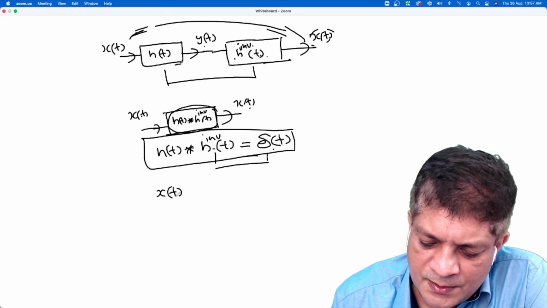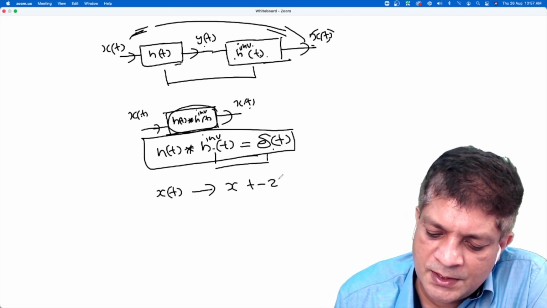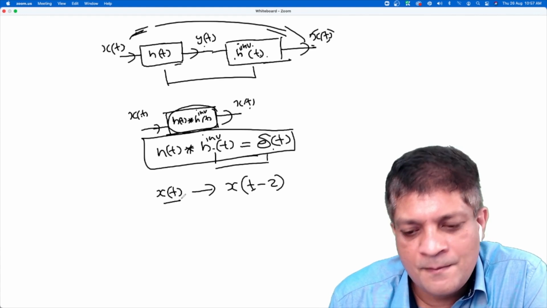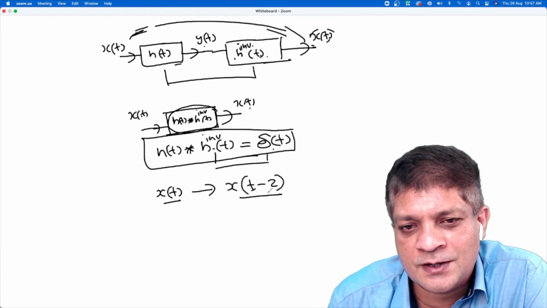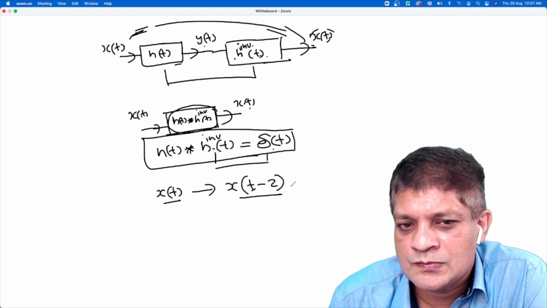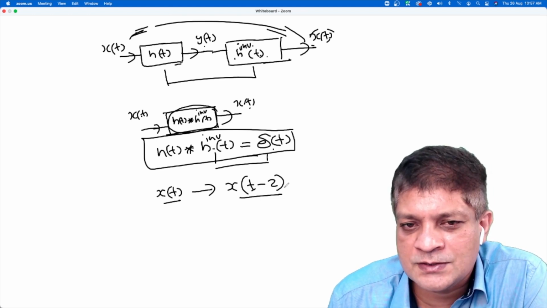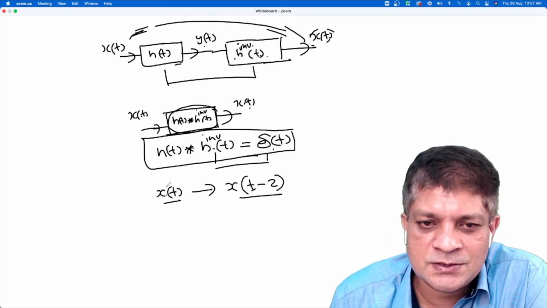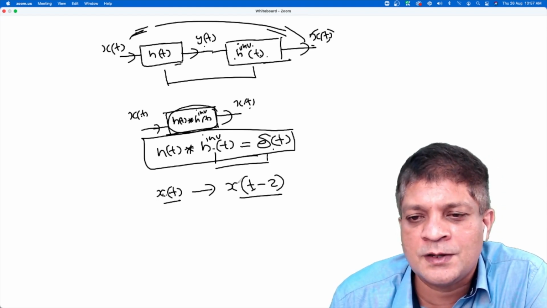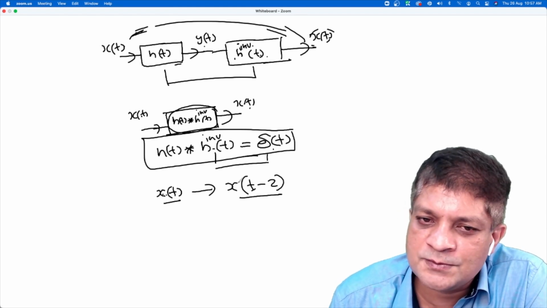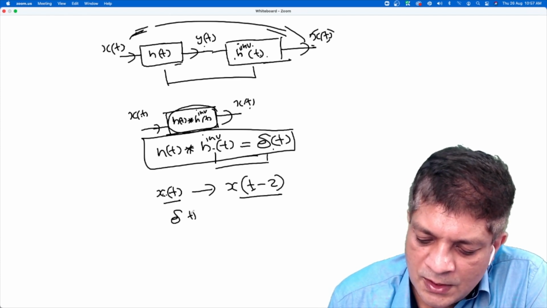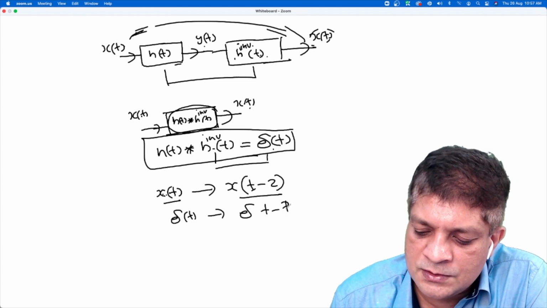Okay, let us consider a simple example. Consider a system x(t) to, let's say, x(t minus 2). What does this system do? Give any signal, its output is a delayed version of that signal. What is the impulse response of the system? We are considering a linear time invariant system, where the output is the input delayed by 2. How to find the impulse response? Give delta t, and the output is delta t minus 2.